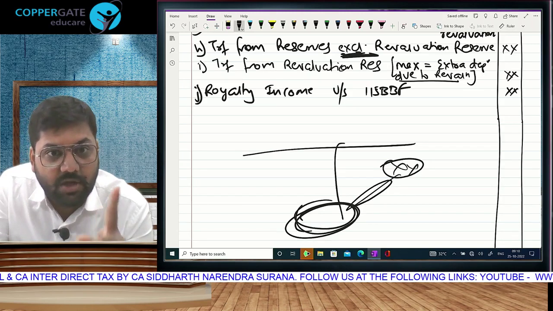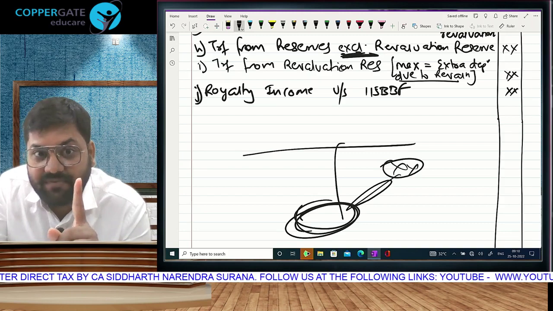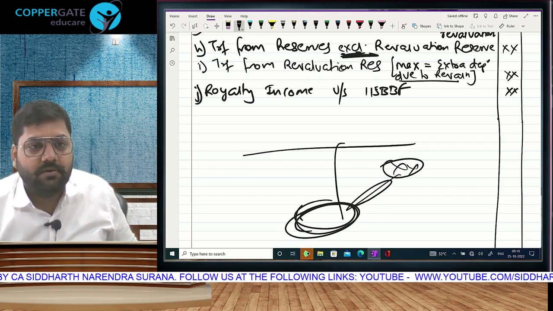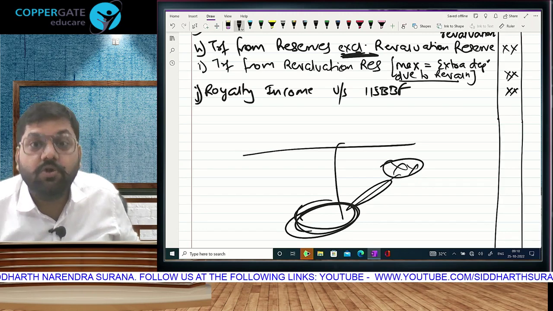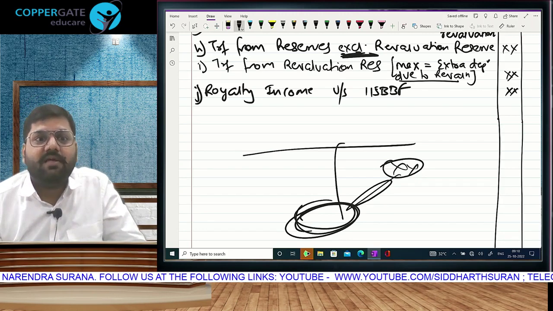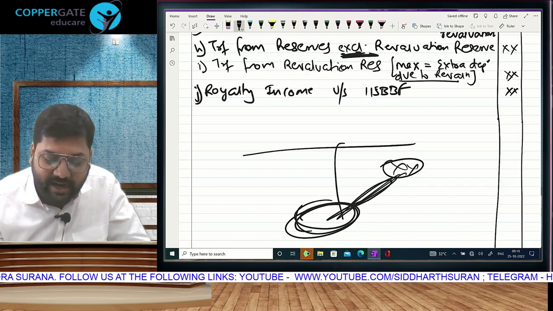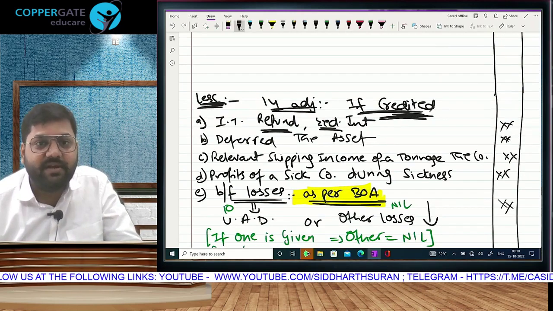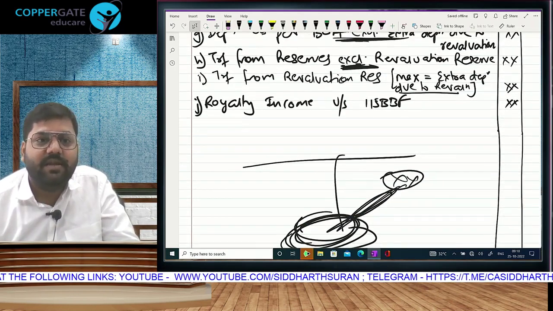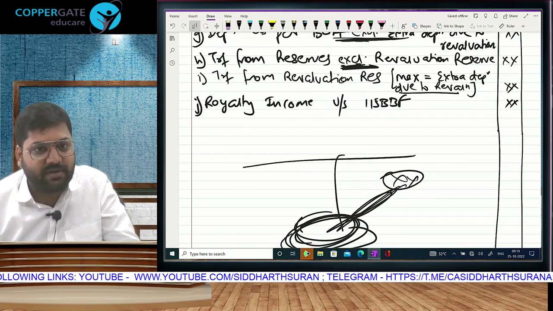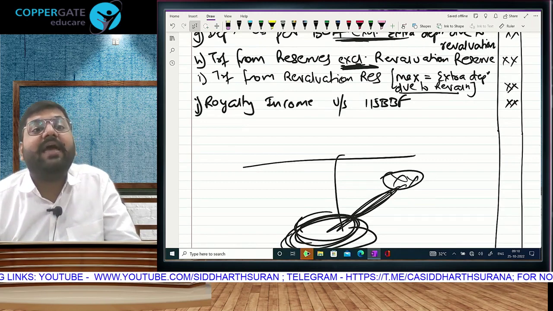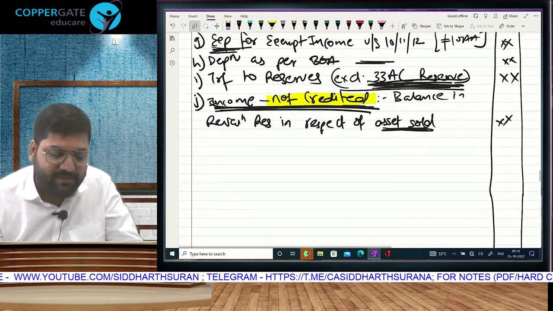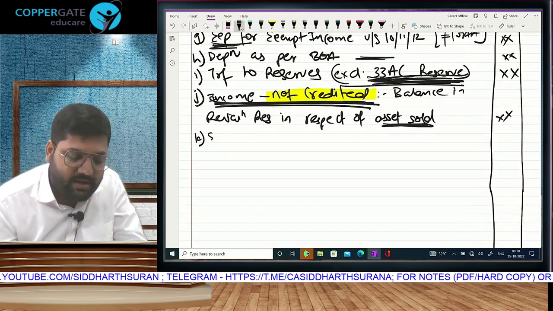And therefore, listen to what our government is saying. Listen carefully. Royalty, which is eligible for 115 BBF, is exempt in MAT. Don't pay tax on this. Don't even pay 10%. Exempt. And how are we exempting? We have already credited in P&L account. Arey mitro, less side starts by saying, if credited. So what to do with that royalty? Less. Less matlab remove it from the book profit. That means this royalty will not have any tax in MAT. Exempt of it.